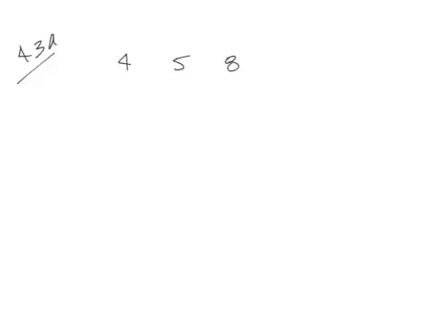Now 4 and 5 both go into 20, but 8 doesn't. 4 and 8 both go into 24, but 5 doesn't. So you keep going, you keep going, and you find out that the smallest number that all three of those divide into evenly is 40. 8 goes into 40 5 times, 5 goes into 40 8 times, and 4 goes into 40 10 times.